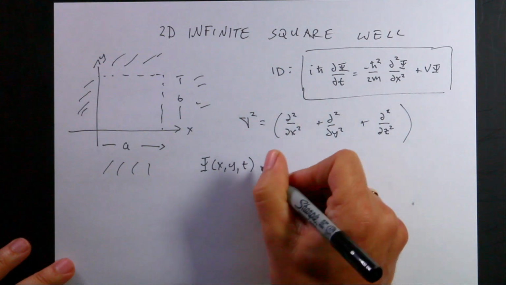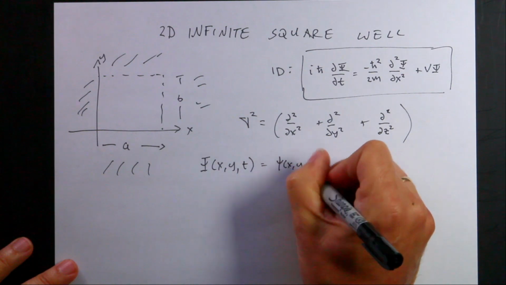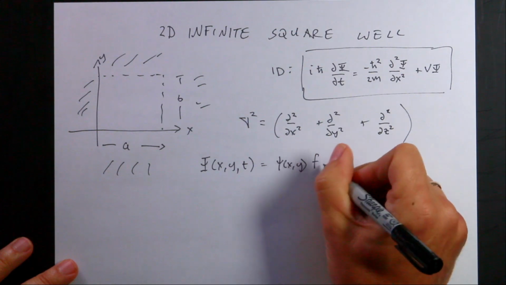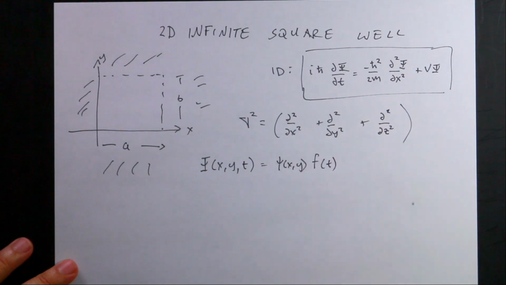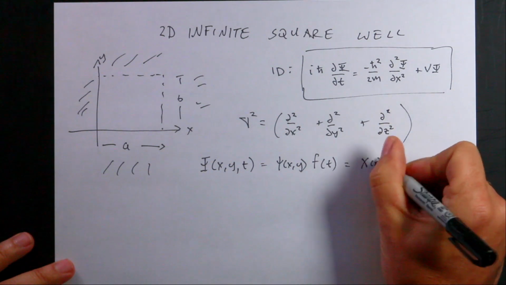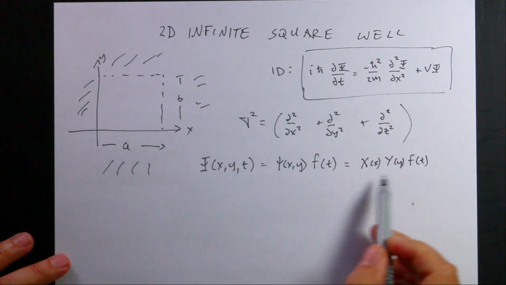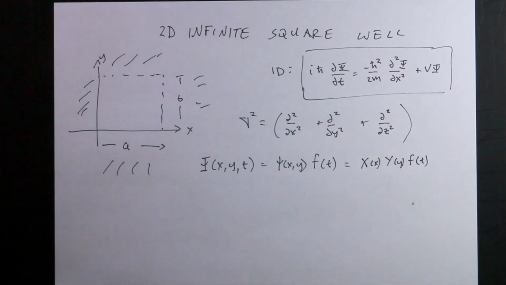So let's first write this as some space part of x and y and a time part, f of t. I'm trying to think if I should go ahead and split it into 3 things already. Yeah, let's just do that. So let's call this X of x, Y of y, and f of t. So let's assume that we can separate out the function as though they are separable this way.